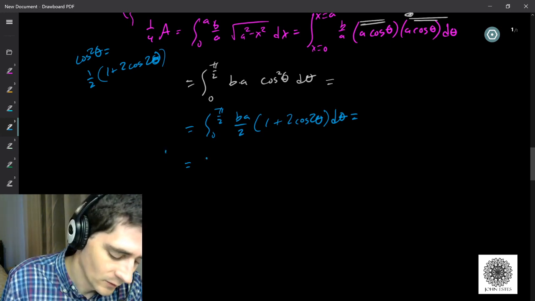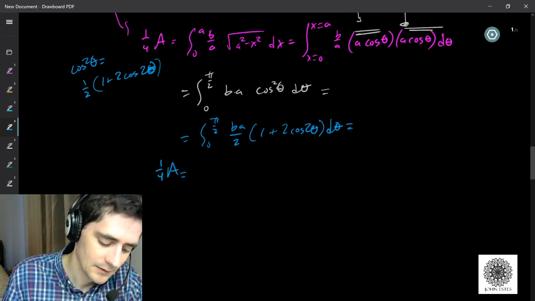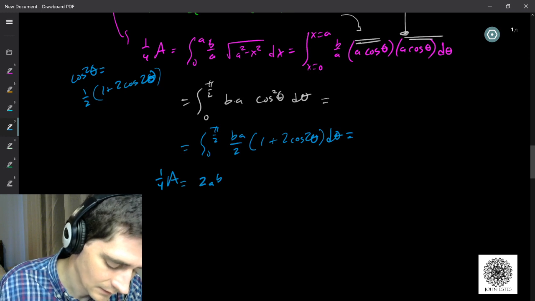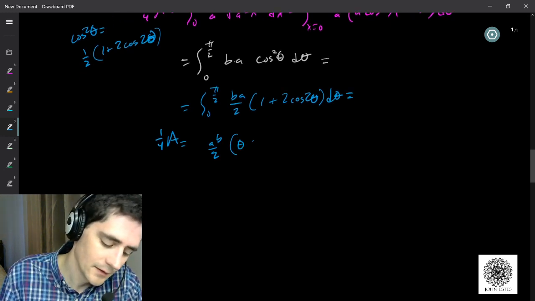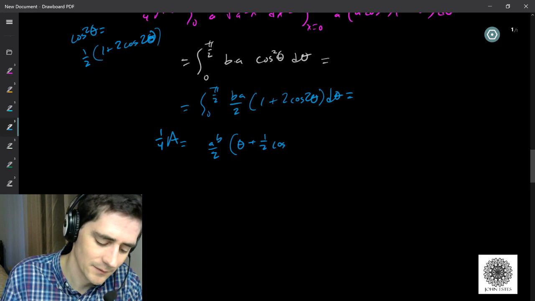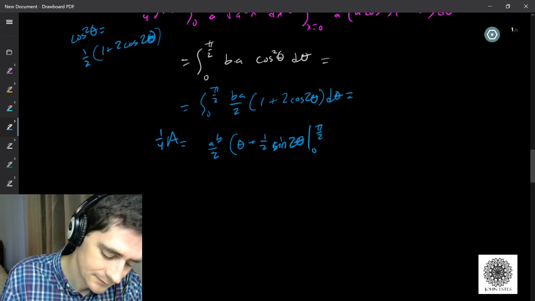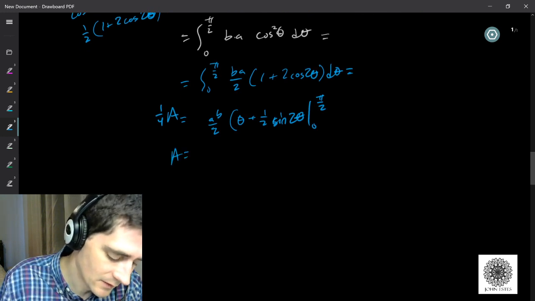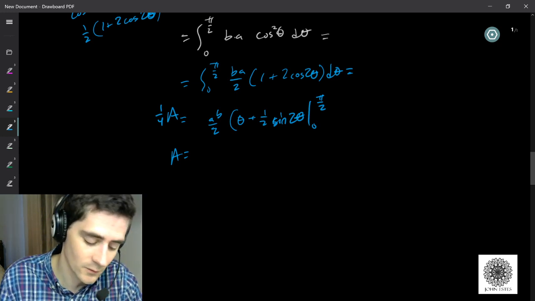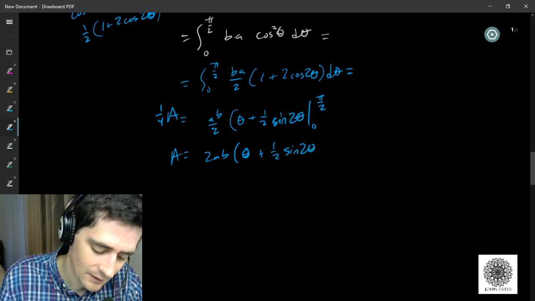You're going to end up with the area, so 1/4 of the area is going to be ab over 2 times theta plus 1/2 sine 2 theta going from 0 to pi over 2. If you multiply both sides of this equation by 4, you get 2ab times theta plus 1/2 sine 2 theta going from 0 to pi over 2.